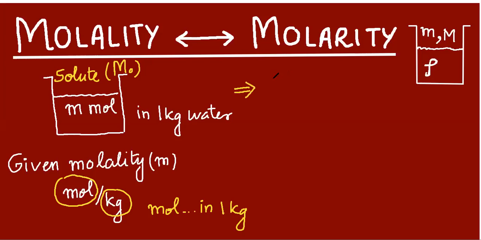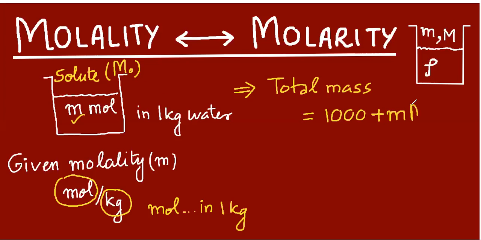So now come ahead into this. We know the total mass of solution; students should be comfortable to do this. You see, solution has two parts. One is solute, another is water. Water mass is clear, 1000 if you take it in grams. And tell me, what is the mass of solute? You know that it is moles of solute into molar mass of solute. So that is m into m naught. So this is the total mass of solute.